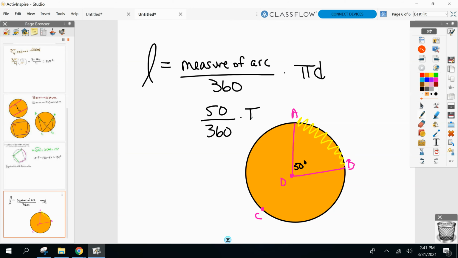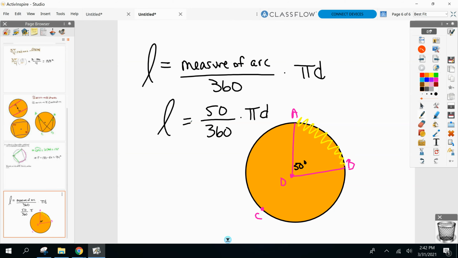Times pi. Now you've got to figure out what the diameter is. Maybe I give you the radius and you double it. Maybe I do give you the full diameter. All right, but that is how that formula works. And just keep in mind, the only thing I'm giving you guys tomorrow is a reference sheet, which has the radians and degrees conversions. That's it. So this formula up here will not be given to you.